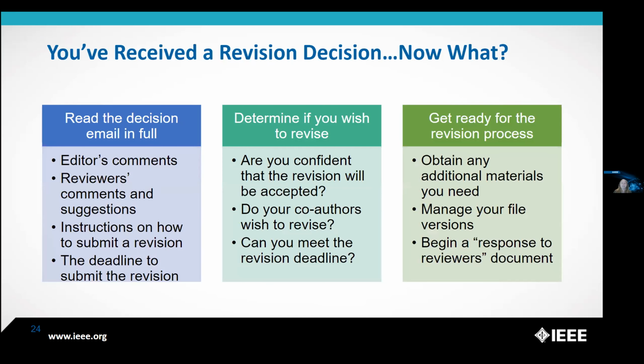So let's say that you're an author and you just received a revision decision, meaning your paper's been accepted, but you must make the list of changes provided. So first thing you want to do is read that decision email in full. You're going to look at the editor's comments, the reviewer's comments, the instructions on how to submit your revised version, and the deadline that you have to complete that revision.